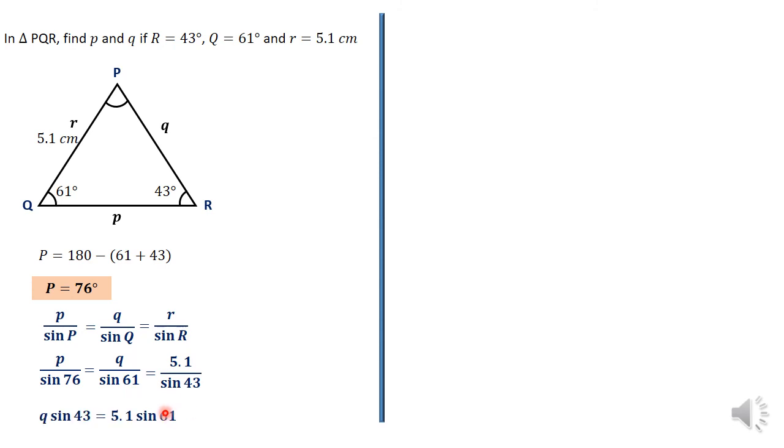Again, writing a cross multiplication of q over sine 61 and 5.1 all over sine 43, we just get q times sine 43 is equal to 5.1 times sine of 61. Again, dividing both sides by sine 43, you get q to be 6.5 centimeters.